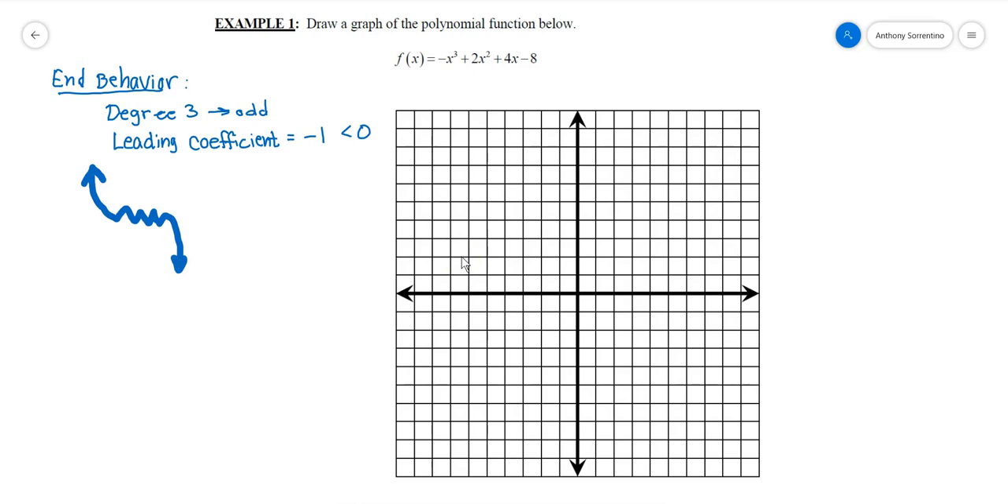Now I want to find the zeros of the function. The zeros could be a little bit problematic because there are different techniques we can use to find them, but they're all going to revolve around some factoring first, because we don't have a set formula to handle degree 3, degree 4, degree 5, and so forth polynomials.